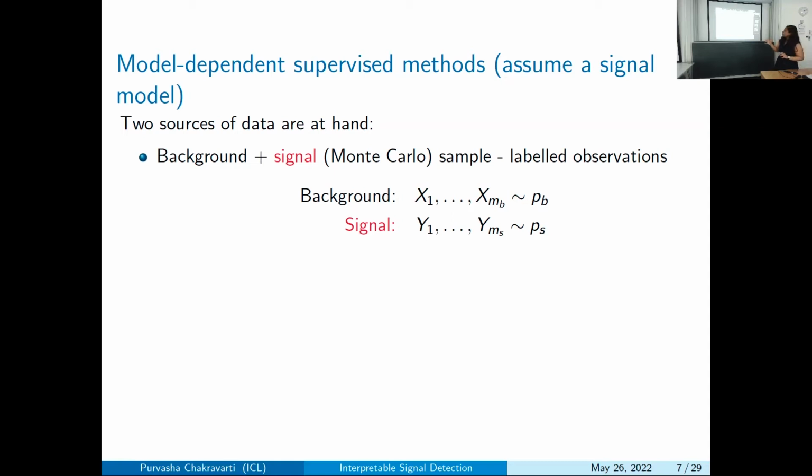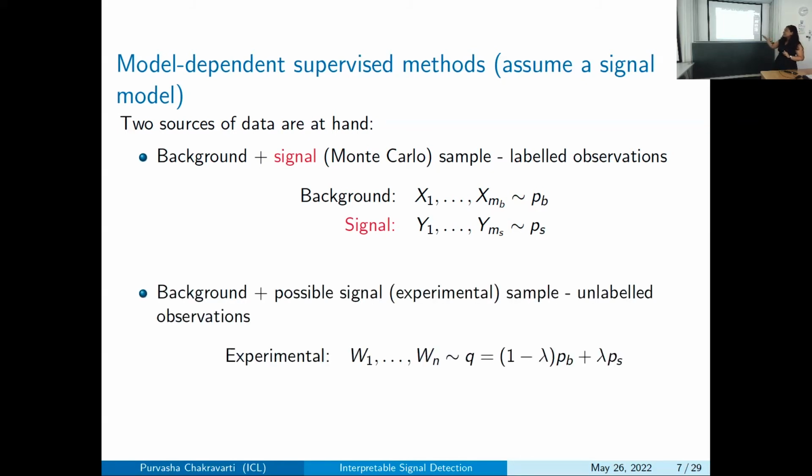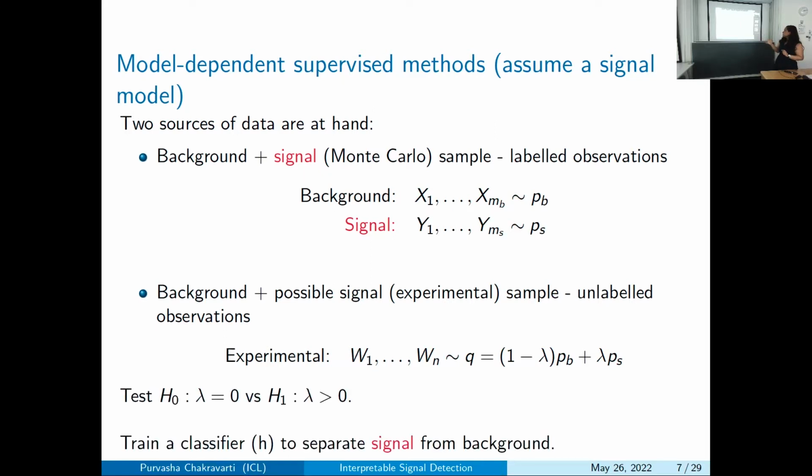So you have a background model and you have a signal model. Since these models are super complicated, you basically have Monte Carlo simulations from these models. So you have a background sample generated from the background model and a signal sample generated from the signal model. And these are labeled observations. Then you have the experimental data, which is background plus possible signal. You don't know if there's any signal, so that's coming from this mixture density. Now the question is, in the experimental data, is there any signal or not? And this is unlabeled data, because you don't really know what signal is there and what background is there.